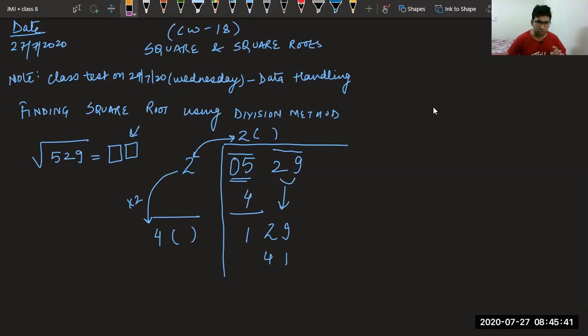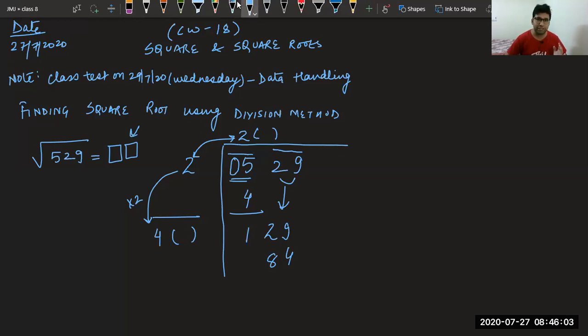Let me rub these things. Let me take 2. What will happen if I take 2? I will have 2 2s are 4, 2 4s are 8. Again a smaller number. That means I have to check further. Let me check with 3.